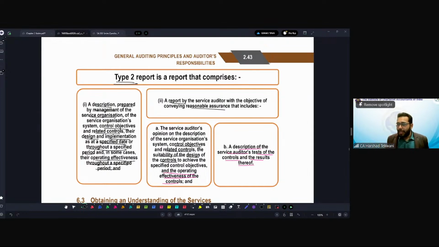When I talk about standard, can anyone tell me the standard that is applicable to issue the type 1 and type 2 report? To rely, there is 402. But to issue the report, what is the standard?